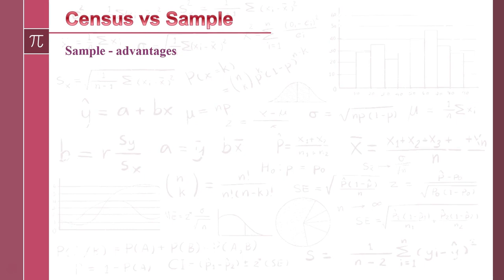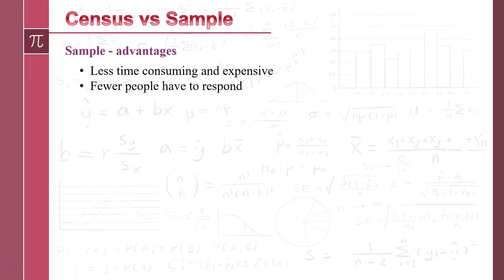Right, so if we're saying that there's disadvantages to a census, then our alternative would say, well, we're going to decide to do a sample. And clearly, for a sample, you're asking a smaller group, so it's less time consuming, less expensive. You've got fewer people who have to respond, and you've got less data to process. So kind of the reverse of the disadvantages of the census.